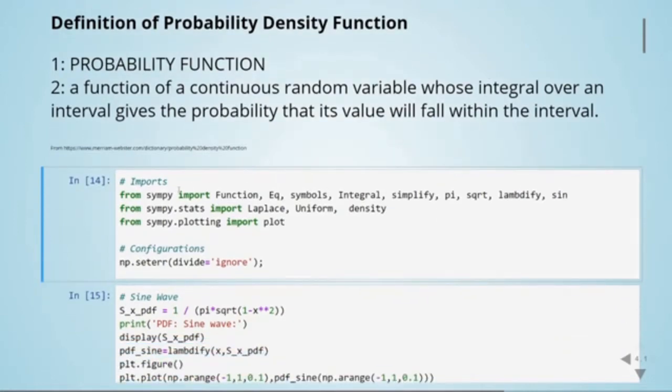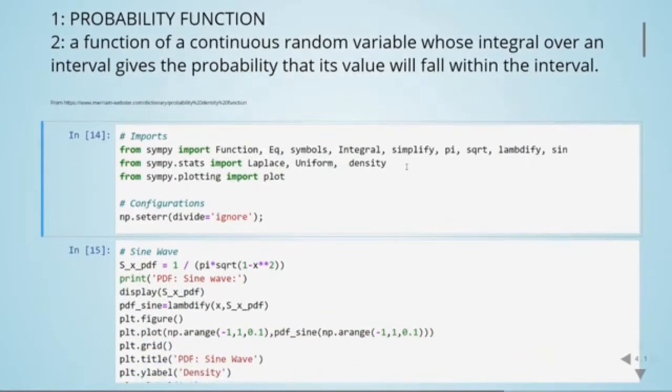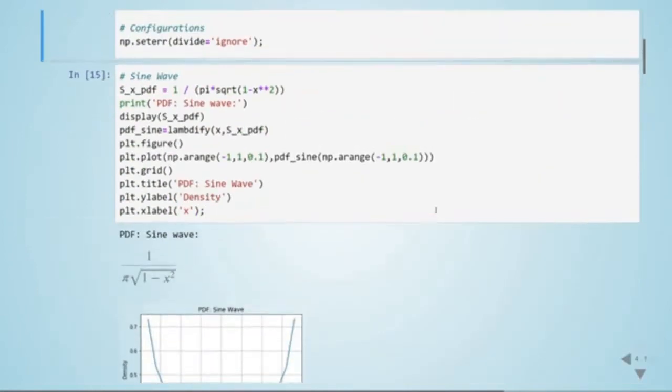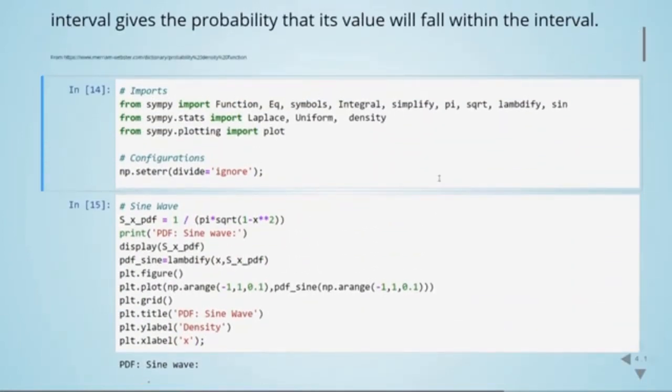Once again, I'm using SymPy and importing all these functions to define symbols, define functions to calculate integrals, to simplify, having a symbolic pi, symbolic square root, and lambdify, which transforms a symbolic equation into a Python and NumPy function that we can use for numerical calculation. So we have uniform distributions. When we use this density, we get the PDF from a distribution.